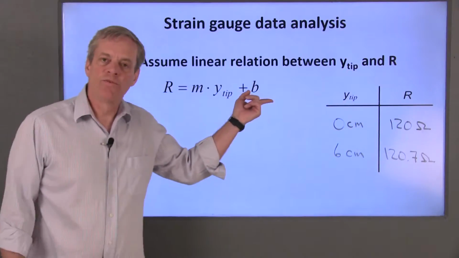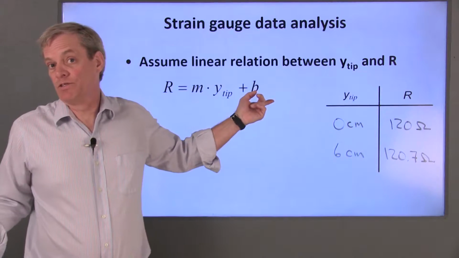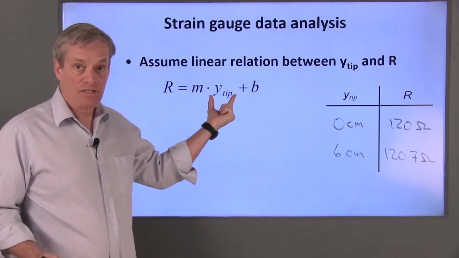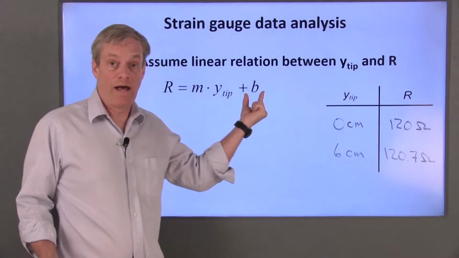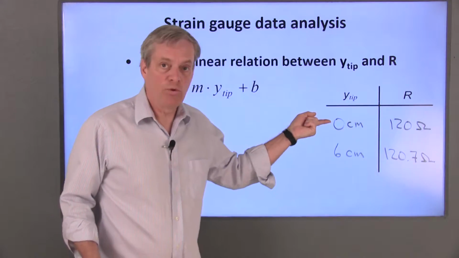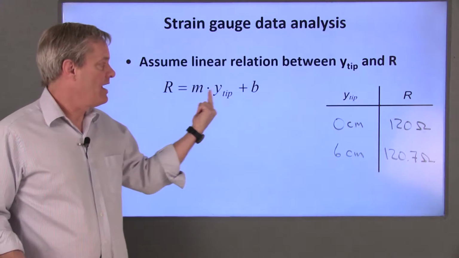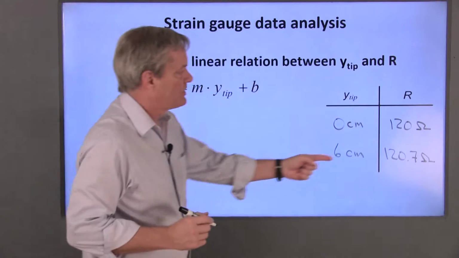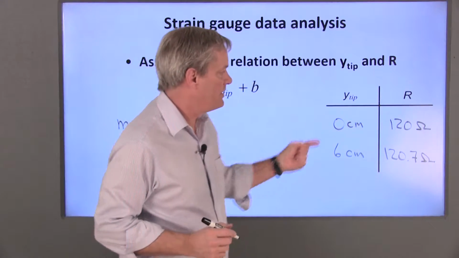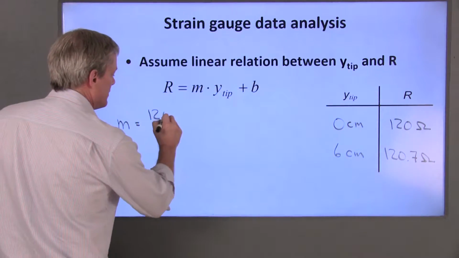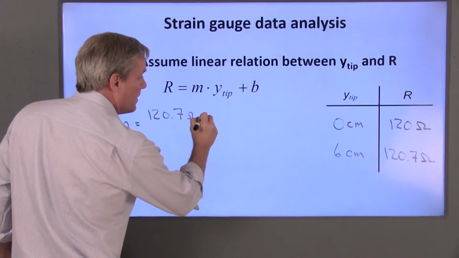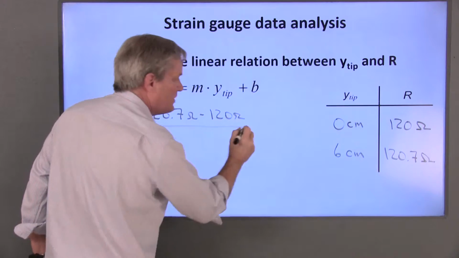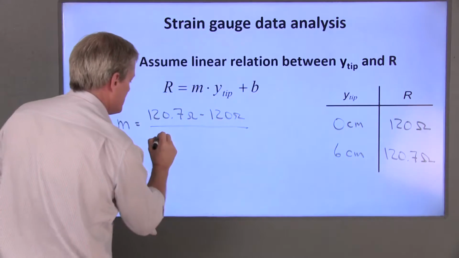This is the assumed form of the linear relationship that governs our system. The resistance of the strain gauge is some slope times the tip displacement of the beam plus a y-intercept. These are the 2 data points we're going to use to estimate M and B. M is the slope of the line. It's just the difference in R divided by the difference in Y. So this is 120.7 ohms minus 120 ohms divided by 6 centimeters minus 0 centimeters.